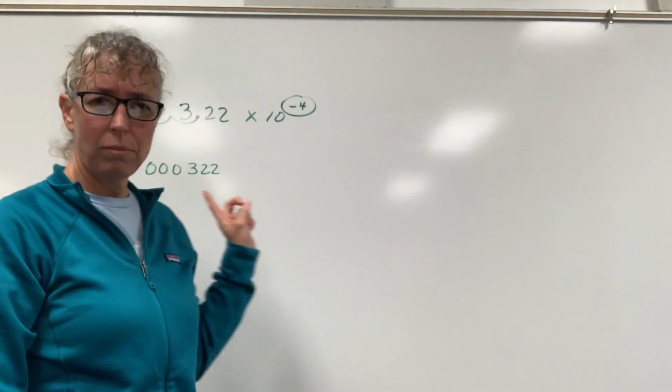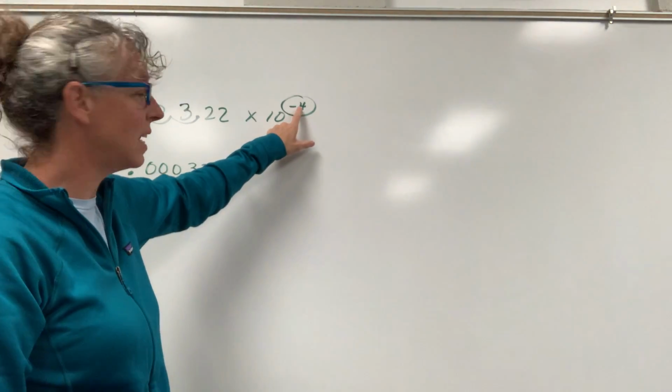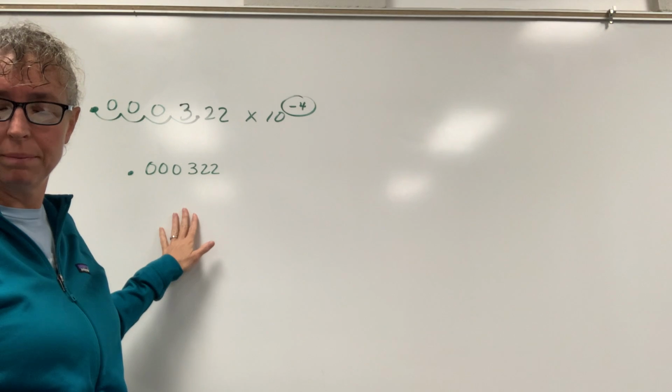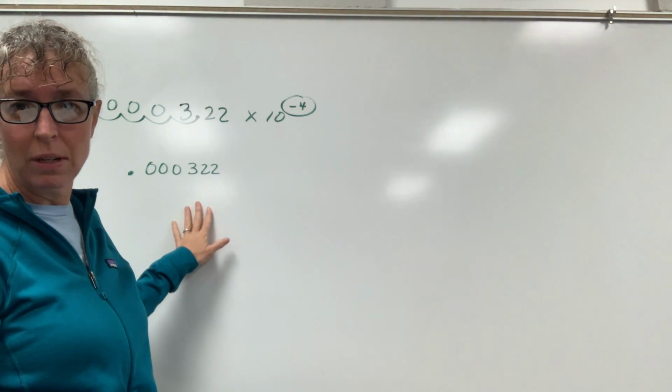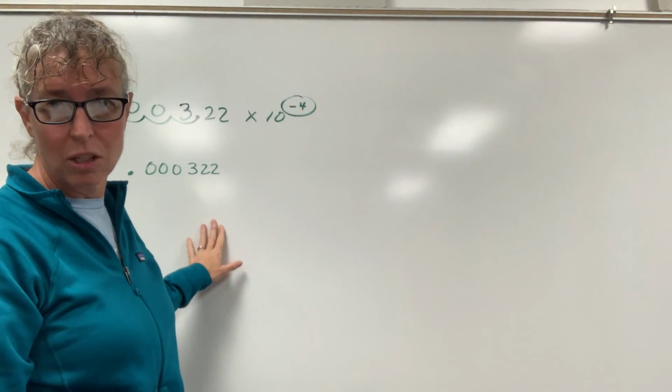Okay? One thing I do to double check myself is, if I have a negative exponent, I'm going to have a really small number. And I do. I have a small number, so I must have moved it the right direction, because if it's a negative exponent, it's a small number.